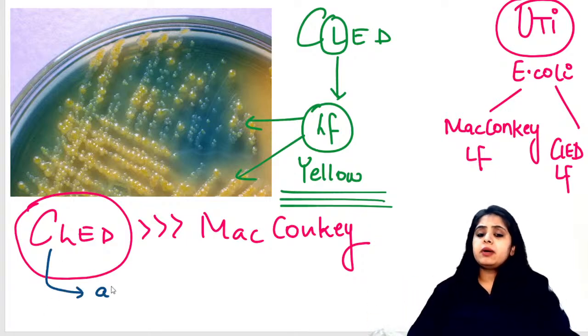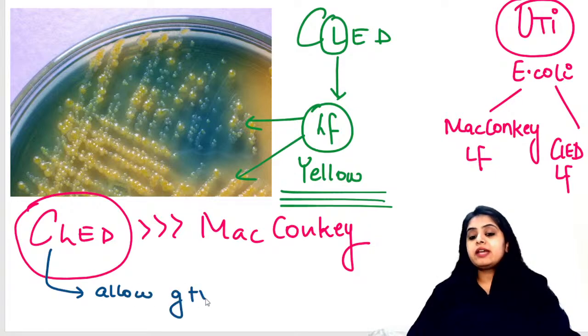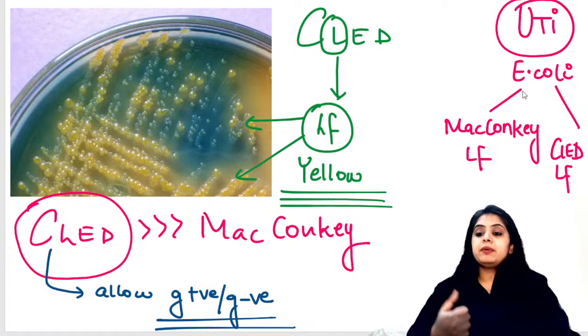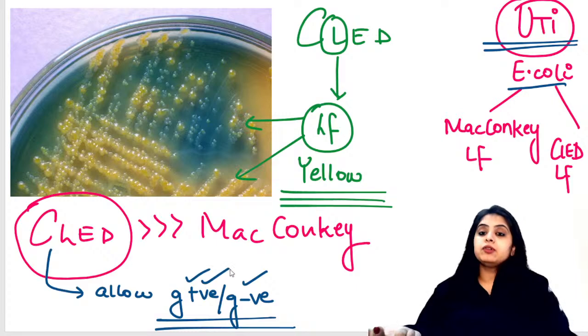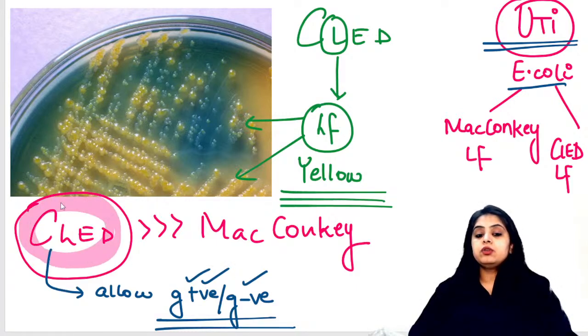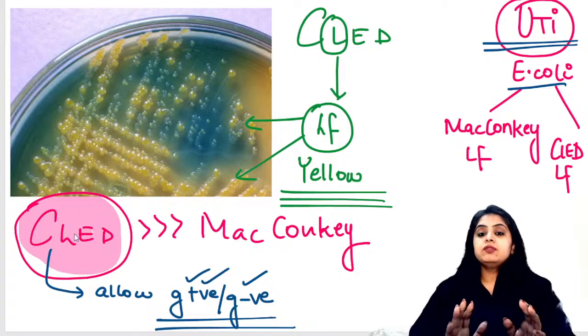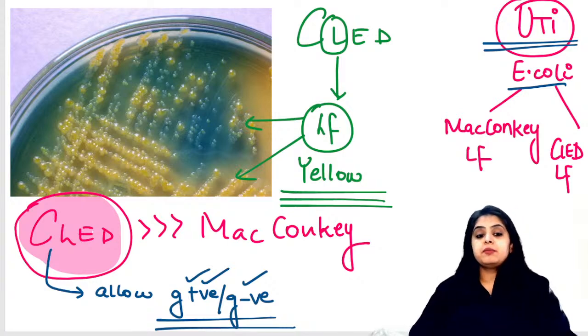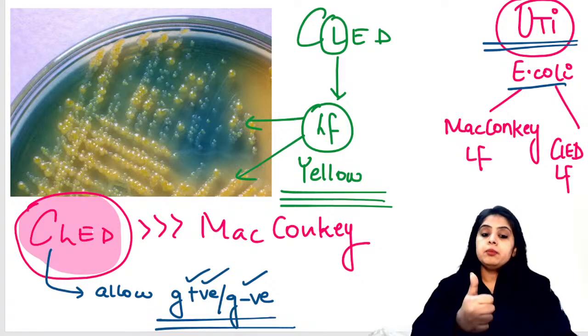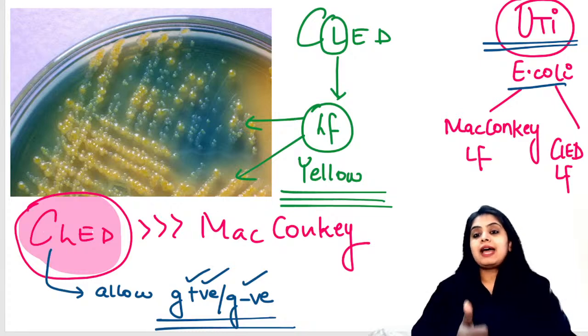CLED will allow everyone to grow. It will allow gram positive organisms to grow, and it will allow gram negative organisms to grow. So if UTI has happened because of E. coli, gram negative, that will also grow. If UTI has happened because of Staphylococcus, that will also grow. If UTI has happened because of Candida, that will also grow. So CLED is very comfortable. Remember, CLED allows everyone to grow. We always like to work with comfortable people, so I will always work with CLED over MacConkey. Very famous question of previous year. Why is CLED comfortable? Because it is allowing both gram positive and gram negative.